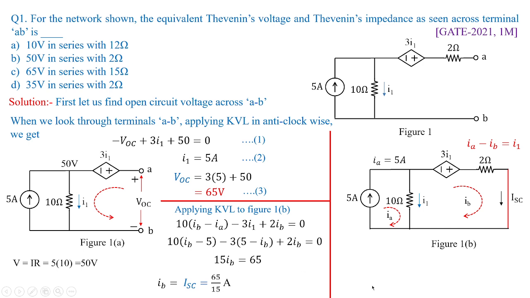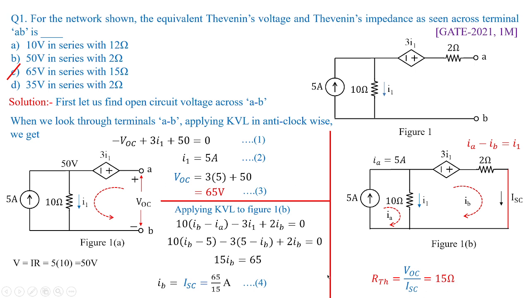As I told you, the Thevenin's impedance value can be obtained by open circuit voltage by short circuit current. So open circuit voltage by short circuit current is nothing but 65 divided by 65 by 15, which becomes 15 ohms. In fact, doing the solving of this problem halfway, we know that the answer is C. But we need to cross check whether we are going to get the 15 ohms or not.